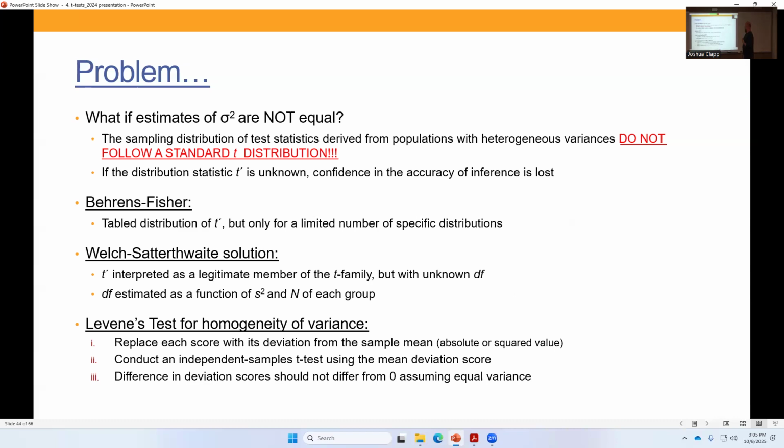Now, how do we test? How do we get evidence for differences in variances across the samples? Here, what we're generally going to look at is Levene's test. Levene's test is not without its problems, but it's probably fine for most general things that we're doing. What Levene's test does is replace each score in a sample with its deviation from the sample mean.